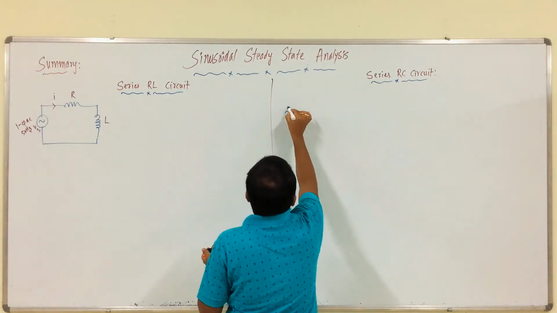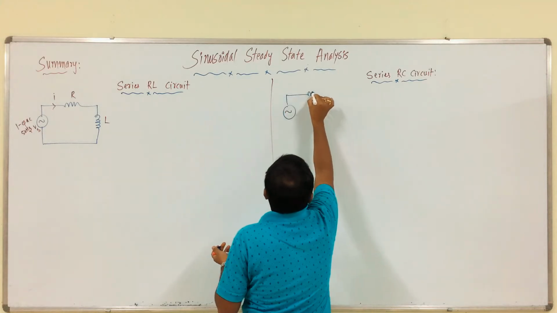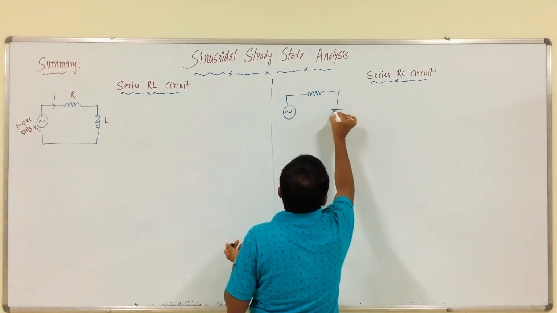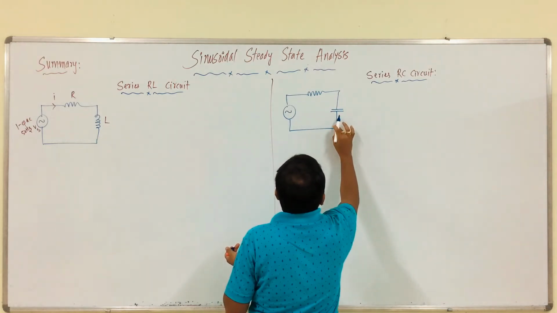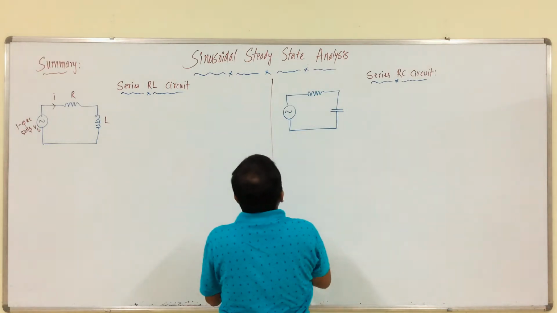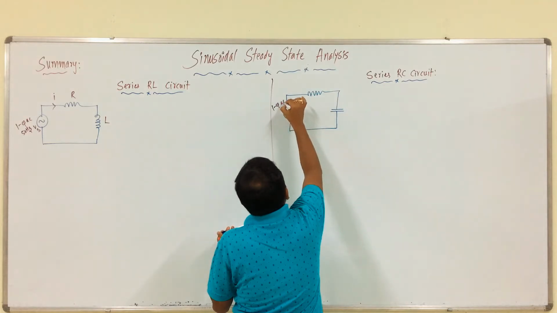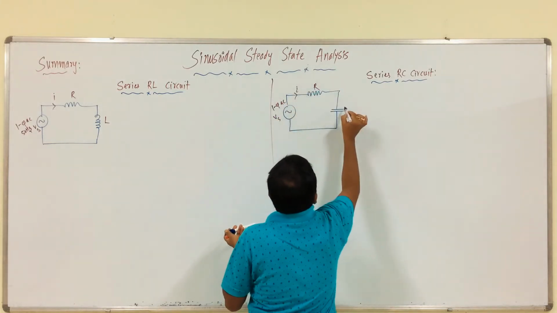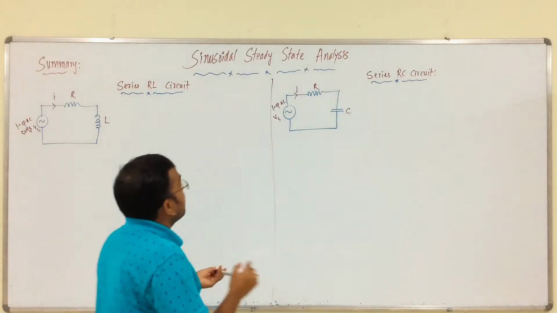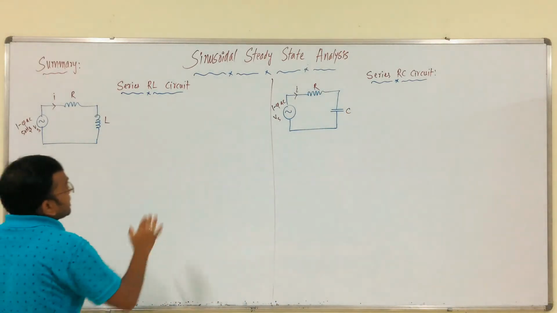Here we have R in series with C. Clear? This is the single phase AC supply, I, this is R, this is C. Next, the circuit diagram is completed.